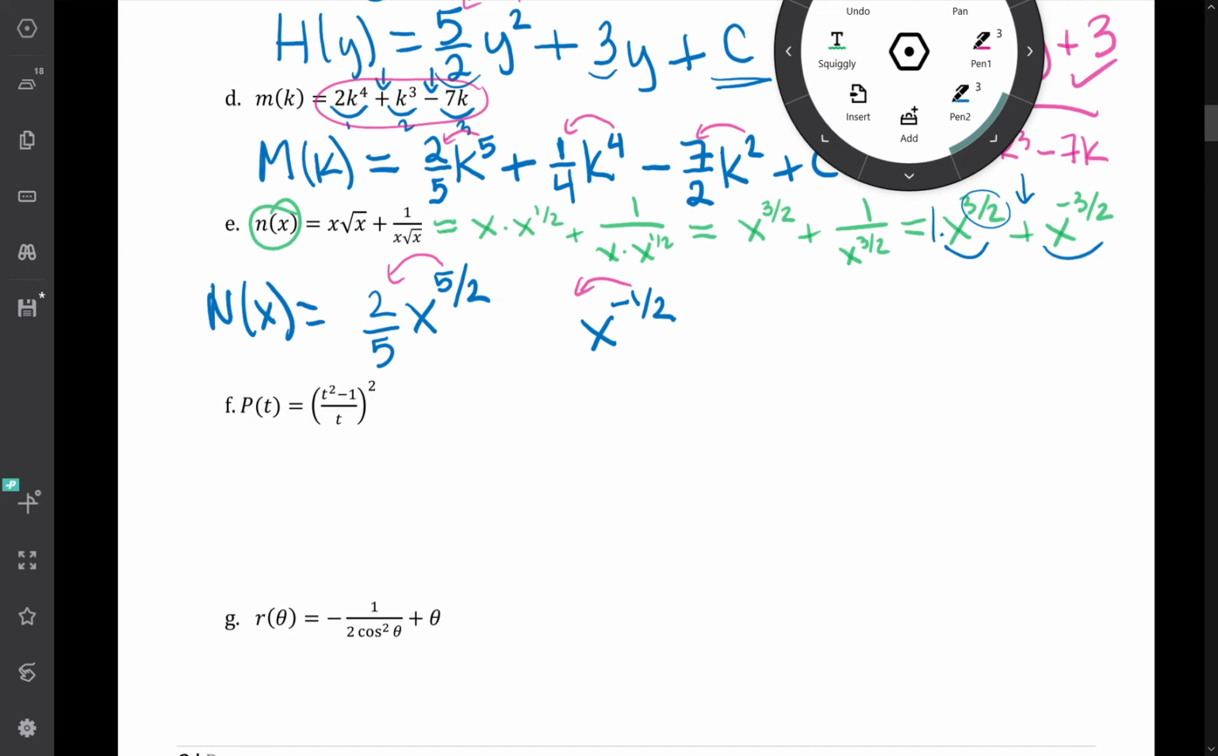That 2 and that negative are ugly. What in the world is happening with my pen? 2. Okay.